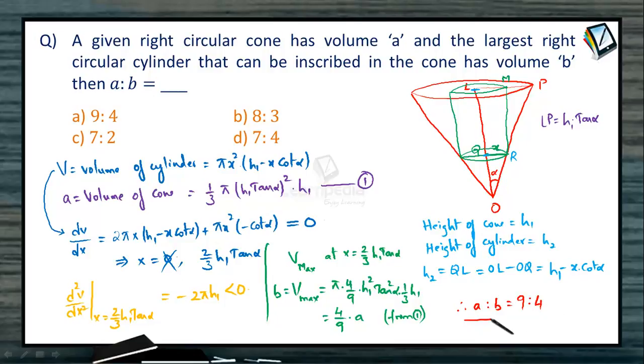So which option is satisfying? The option A, which says the ratio of the right circular cone to the maximum cylinder that can be inscribed is 9:4.